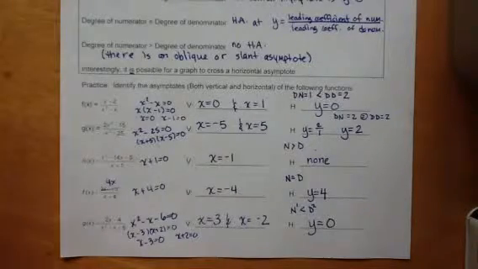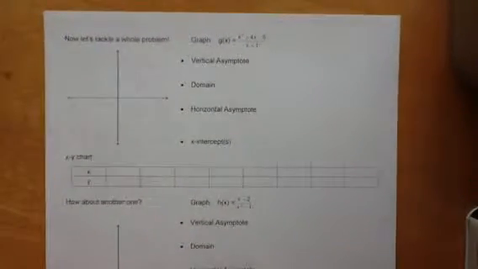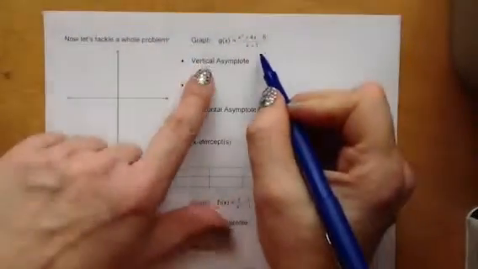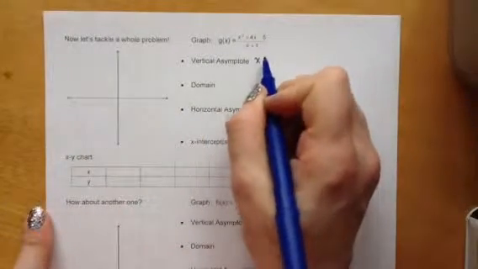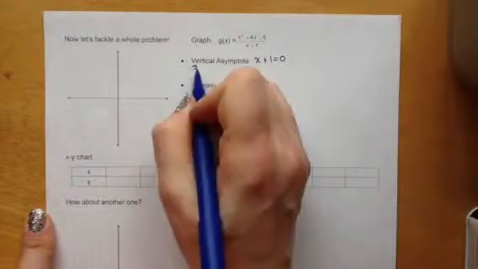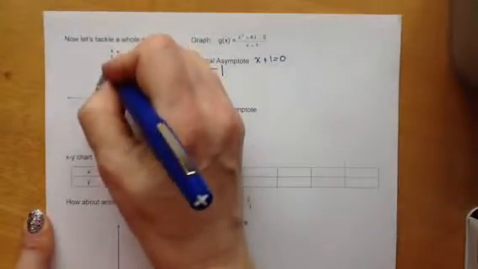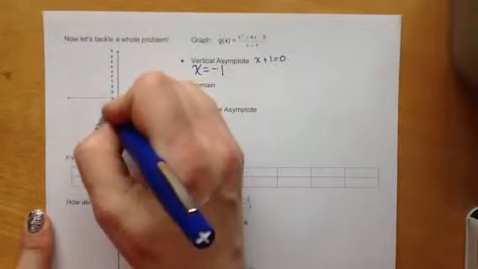Well, let's go ahead and put this all together and take on an entire problem. So I want to start with my vertical asymptote. So I do that by setting the denominator equal to 0, which gives me a vertical asymptote at x equals -1. So I'm going to graph that in there. Vertical line, x equals -1.